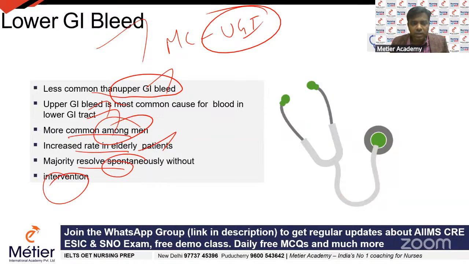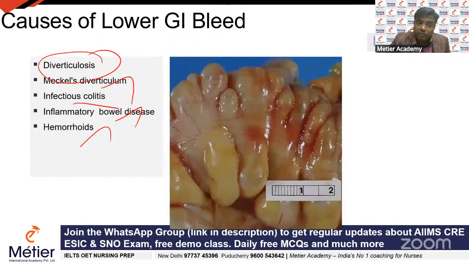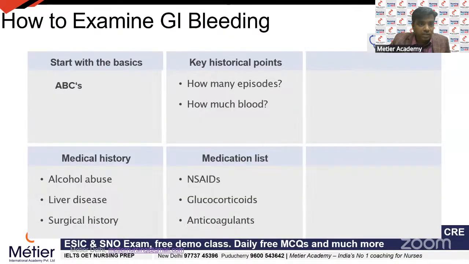Lower GI bleed வந்து hemorrhoids. Sorry, this is about lower GI bleed. Lower GI bleed is your hemorrhoids, which I said, inflammatory bowel disease, and diverticulosis. These are the 3 conditions which usually happen for the lower GI bleed. How to examine? So question வந்து எப்படின்னா first வந்து you know what is GI bleed, classification, division, and you know now clearly what is the cause of the upper GI and lower GI.